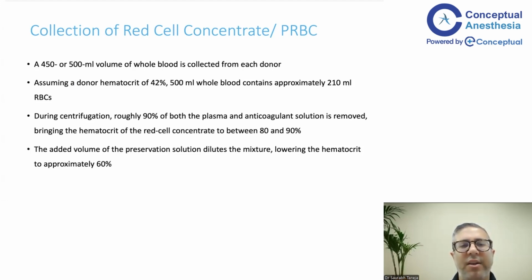And this hematocrit of the red cell concentrate is actually dependent on the donor's hematocrit. The donor has a hematocrit of 42%. That is why we say it's around 60%. Suppose the donor hematocrit is higher, the red blood cell hematocrit will always be higher. So the normal is 60 to 70%.